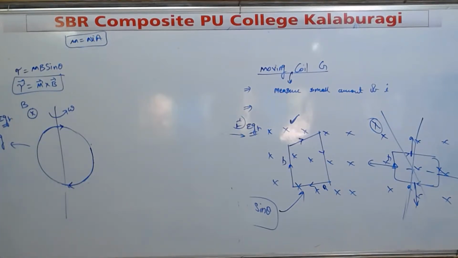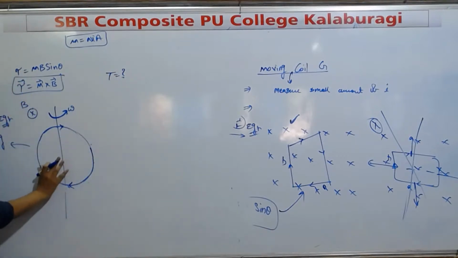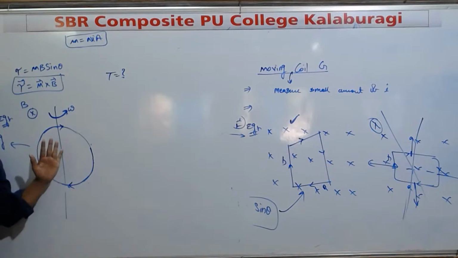Okay, it will change. So assume current is flowing in this direction. About this axis, it is trying to rotate. Now find the time period of rotation. Just I gave a little rotation and I left. Try to understand. What will happen? It will oscillate or not?